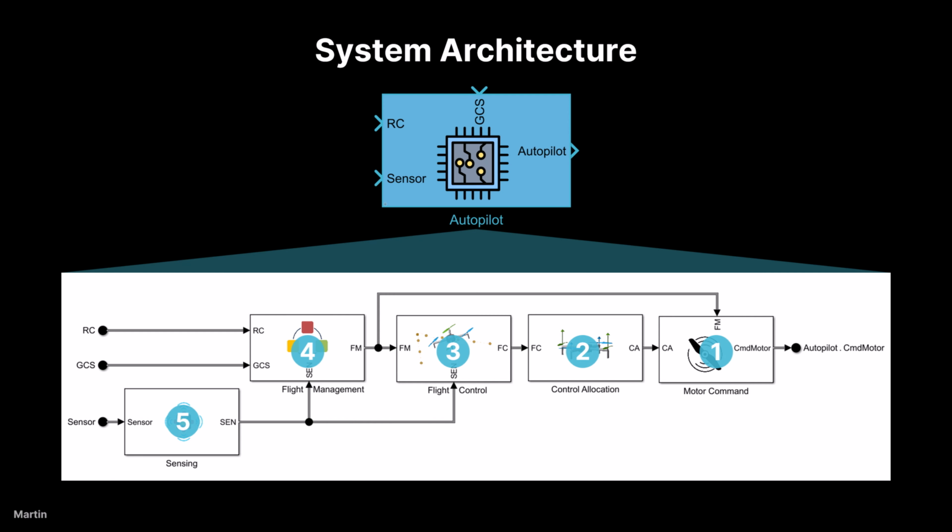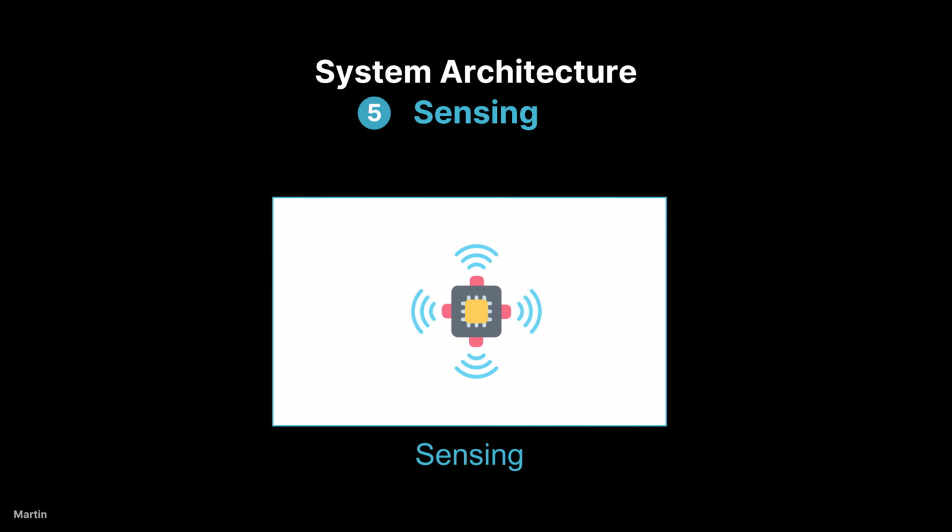Okay, let's move on to the last subsystem in this session, the sensing subsystem. The sensing subsystem is responsible for gathering and processing data from various onboard sensors to provide real-time information about the quadcopter's state. This data is essential for stable flight, precise control, and autonomous decision-making.